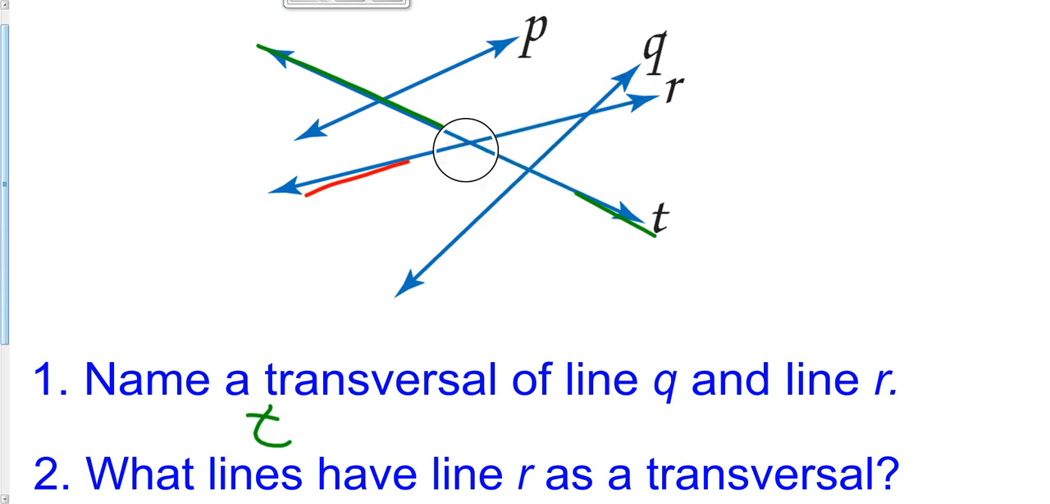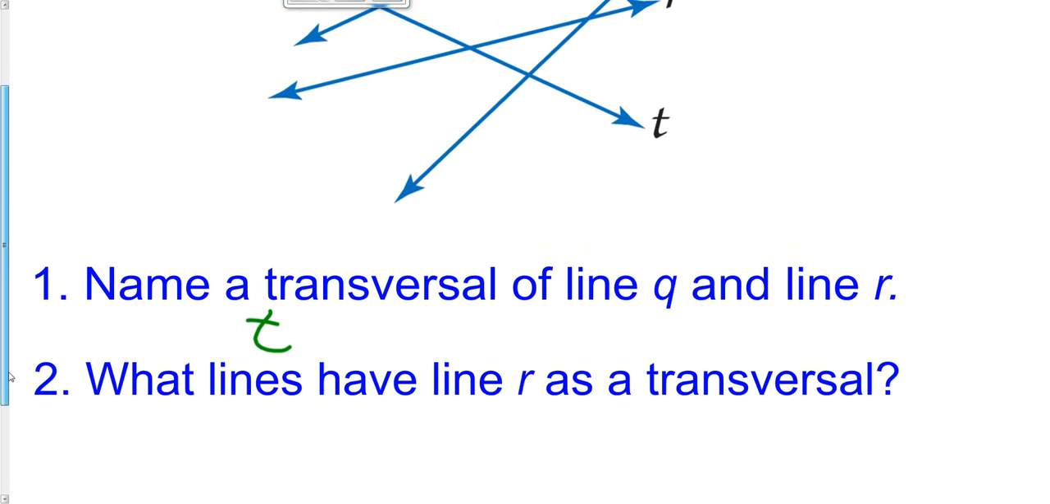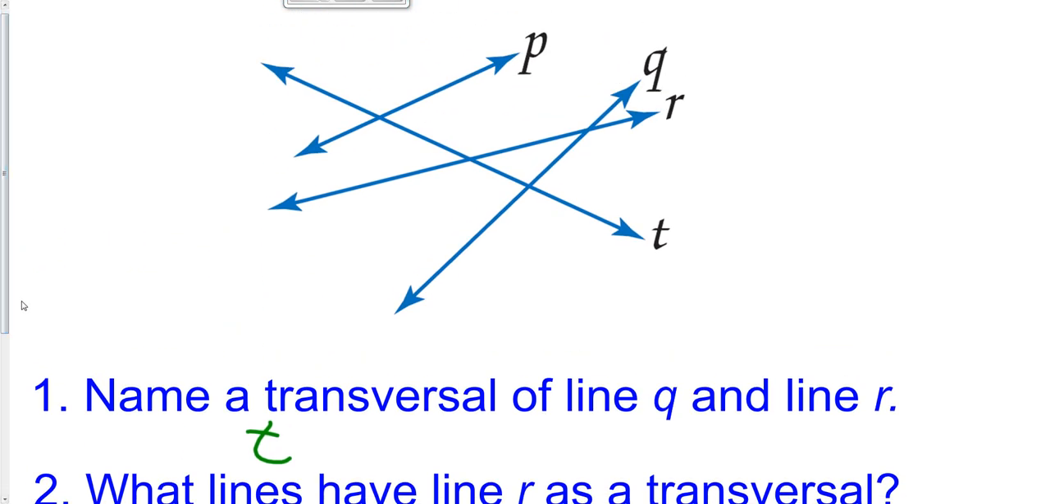Question number 2. What lines have R as a transversal? So if R is the transversal, here's R. What lines does R intersect? It intersects Q and it intersects T. So Q and T.